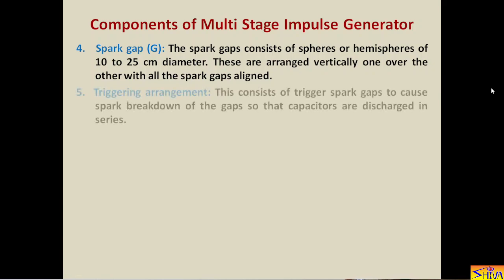Next is the triggering arrangement. This consists of trigger spark gaps to cause spark breakdown of the gaps so that capacitors are discharged in series. About this triggering arrangement I will discuss afterwards in detail. But first, one important thing is that we have to trigger the first spark gap, so we require a separate triggering arrangement. I will discuss this afterwards.